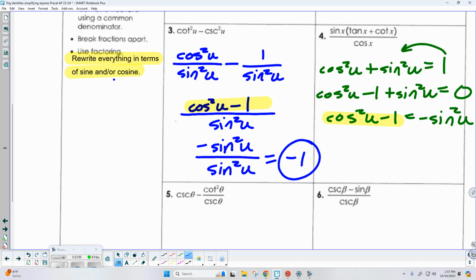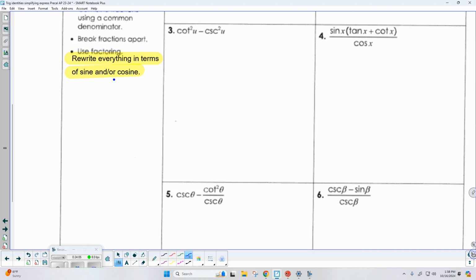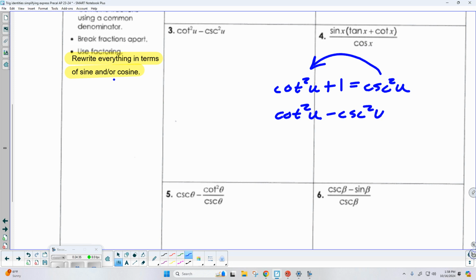So that's my answer. We simplified that down to negative 1. Let me show you how we get this in one step. Does this look familiar? That's one of my Pythagorean identities. Why don't I rewrite it so that one side is cotangent squared minus cosecant squared. If I subtract this over, cotangent squared of u minus cosecant squared of u, and subtract the 1 over at the same time, here's your answer.